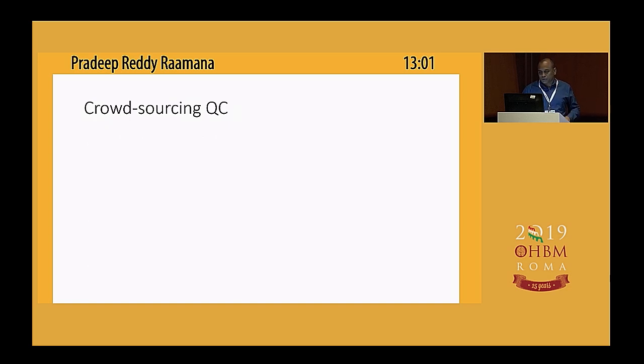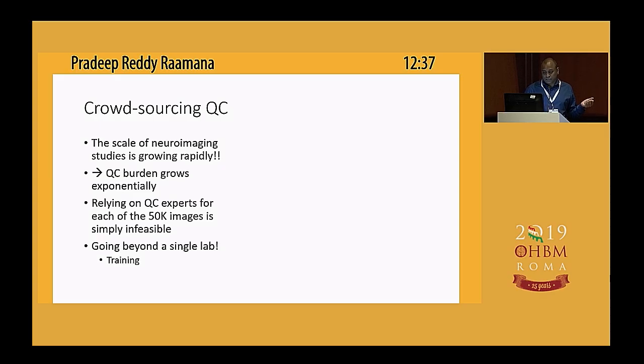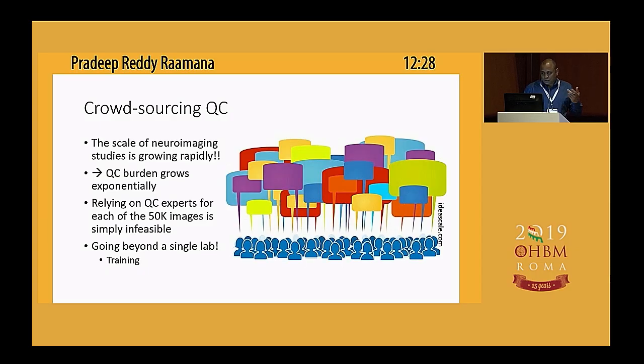And the last aspect I want to quickly describe is crowdsourcing in QC. Like I mentioned, the scale of neuroimaging studies is growing rapidly, and I think it's only going to grow. That means the QC burden grows exponentially too. You cannot rely on experts for QC on, let's say, 50,000 or 100,000 images, right? So you must go beyond the lab to achieve high quality QC. Crowdsourcing is a way to break the task down into simpler QC tasks that can be handed off to citizen scientists, so to say.